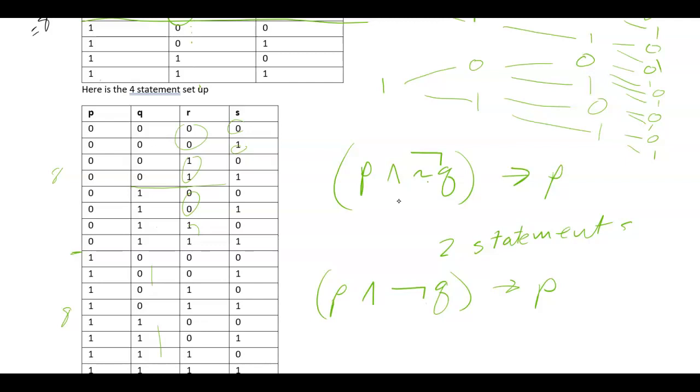So this is the not Q. But there's a P, there's a Q. Oh, that's another P. Even if this were a not P, I would still have 2 statements, P and Q. That would not be 3 statements. So there would be 4 rows in that truth table.